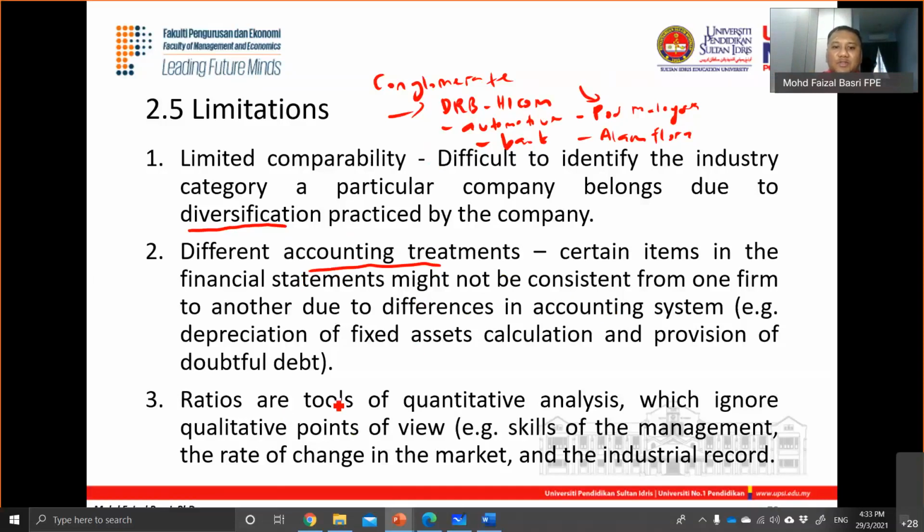Okay, ratios are tools of quantitative analysis. Everything revolves around numbers, right? And we totally ignore the qualitative aspects of it. For example, we don't look at the skills and the experience of the managers. So we totally ignore that. We cannot compare the qualitative aspects. We cannot conclude from the qualitative aspects, because all that is involved is quantitative only.